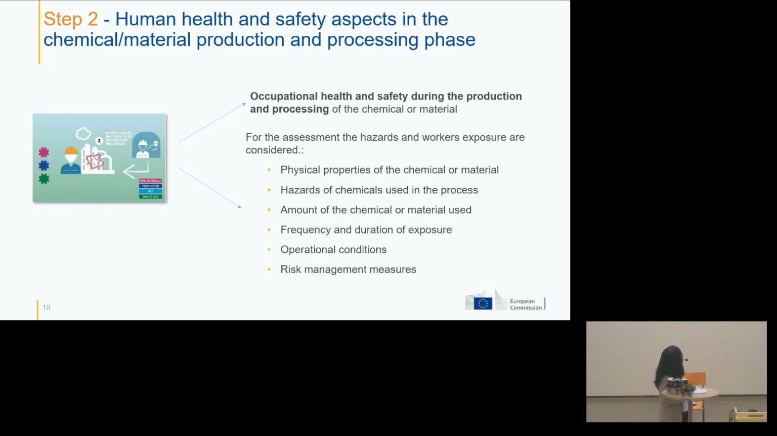Step 2 deals with the safety in the occupational environment, considering the production of the chemicals and materials, but also the processing, and taking into account as well the end of life of the product in which the chemical or material ends up, if it is an industrial or professional setting. And here, in order to assess the risk, we have to consider the hazard, the conclusion of the hazard assessment done in step 1, as well as the exposure considerations in order to estimate the risk and therefore the safety.